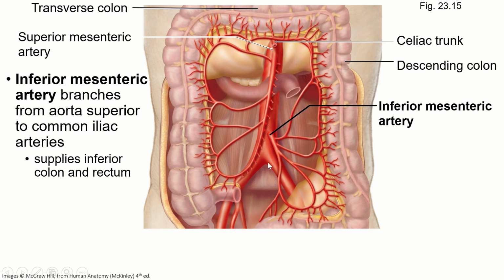Then down just below where the aorta ends and branches into the common iliac arteries, we have the inferior mesenteric artery. This one is going to provide blood flow to the distal end of the colon and to the rectum. Okay, so you can see that there. For the transverse colon, it gets blood flow from both of these.